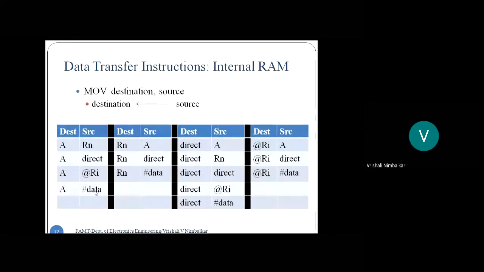So always remember, depending on the source operand, we categorize the addressing modes. Fine. Look at the left hand side. MOV @Ri, A is register addressing mode. MOV @Ri, direct is direct addressing mode. And MOV @Ri, #data is immediate addressing mode. So depending on the source operand, the addressing modes are categorized.